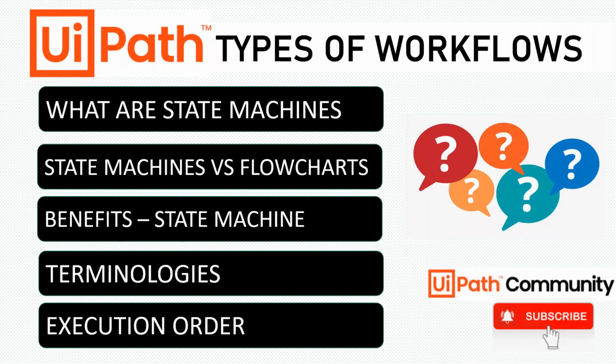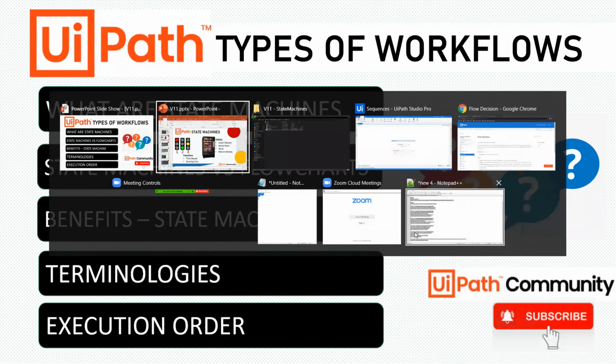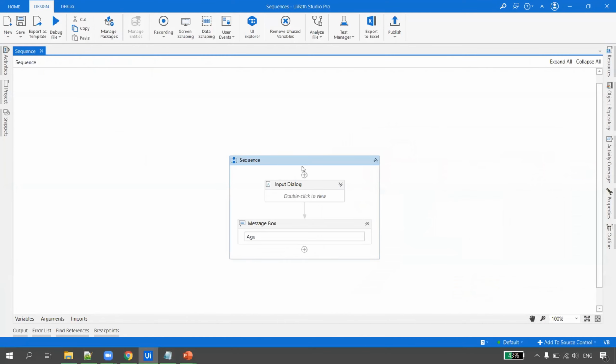Now what we are going to discuss next is what state machines are, how they are different from the flowchart, what the benefits of a state machine are, and its execution order. Let me give you one extra piece of information: whenever you deal with real-world automation, whenever you are doing a big or large project, we always go by the concept of state machines.